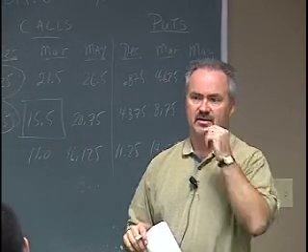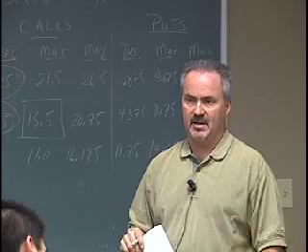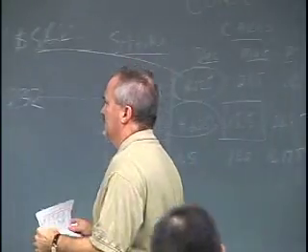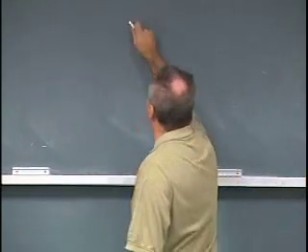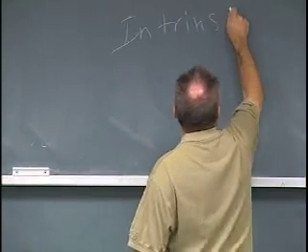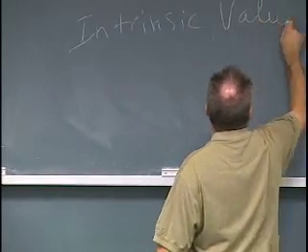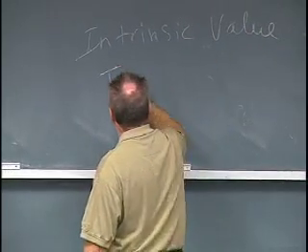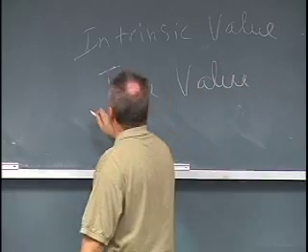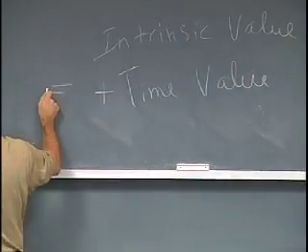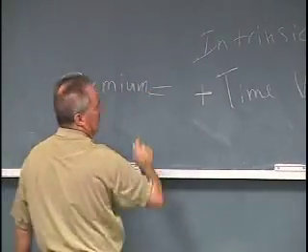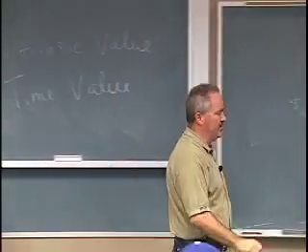And the term we use there is time value. That's the time value. So a premium has two components. It has intrinsic value and it has time value. So intrinsic value plus time value is equal to the premium. And I'll come back to this later on in the lecture.